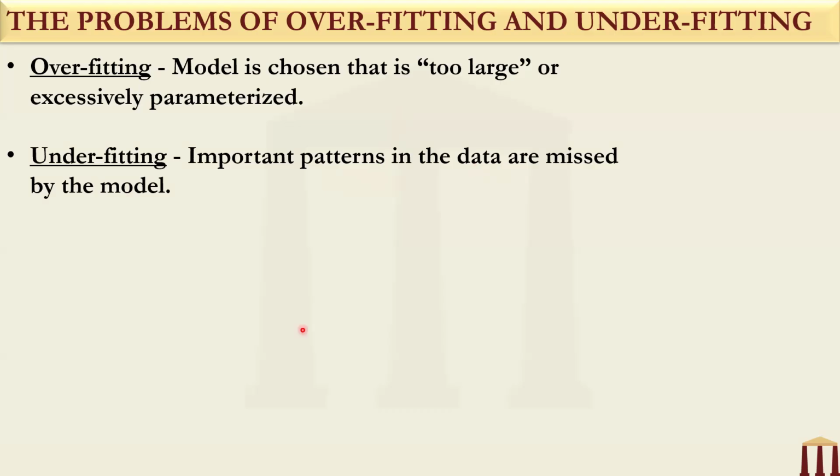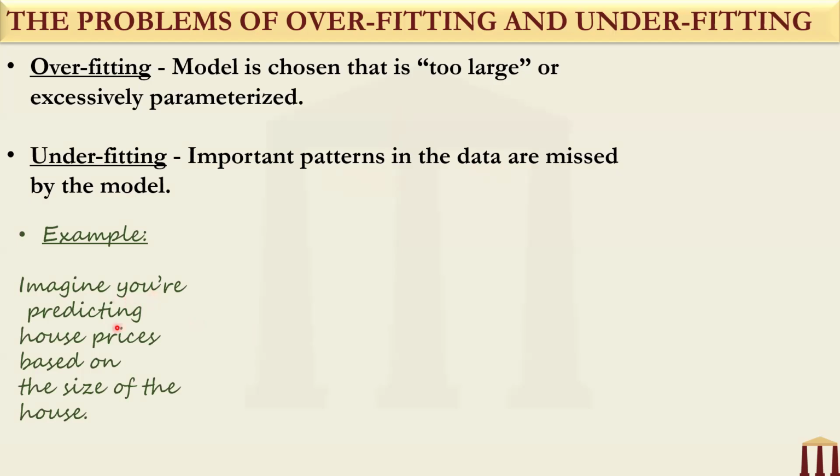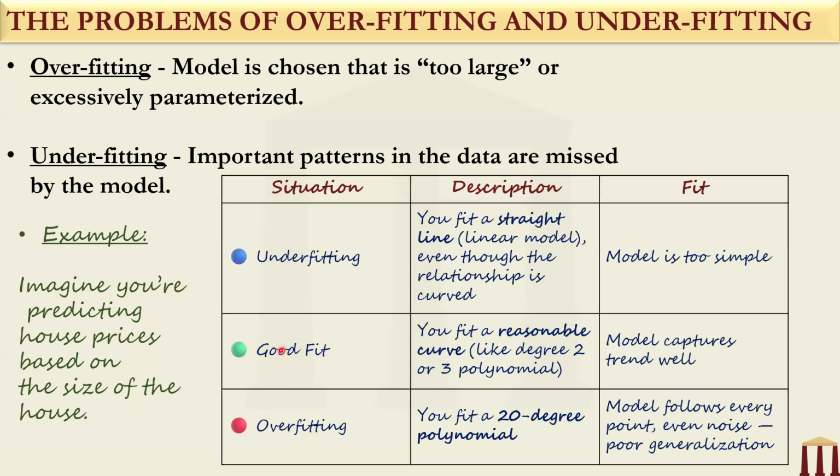Okay, so we can take an example. Let's suppose we are trying to predict house prices based on the size of the house. Okay, so what is the issue with these three? See, if you have the problem of underfitting, you'll try to fit a straight line, a linear model, maybe a very simple model, even though the relationship is curved. For overfitting, you might fit something like a 20-25 degree polynomial. So this model will bend and twist to pass through every single data point, even the random fluctuations.